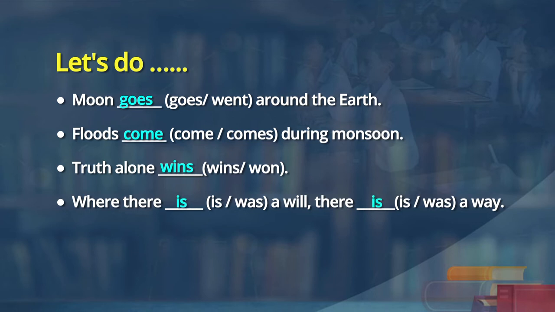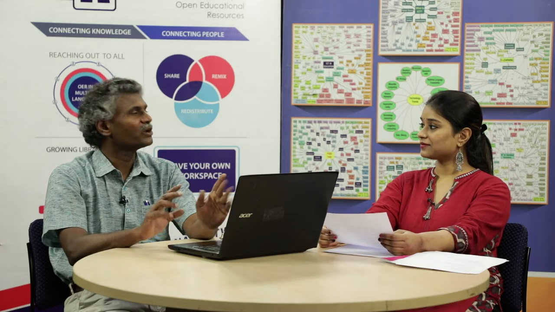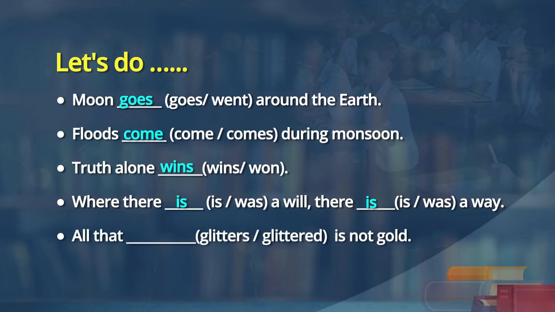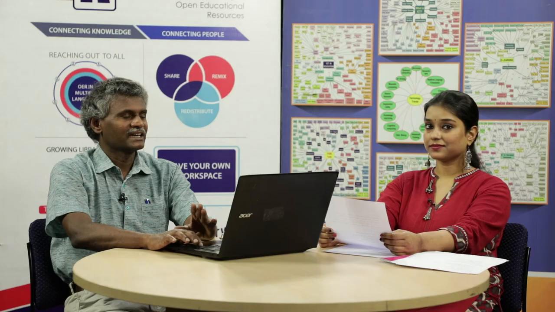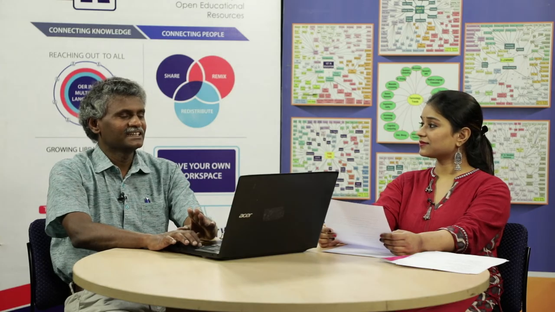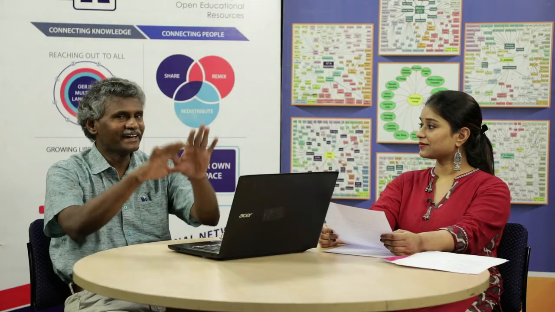Okay. Kriti, you must have noticed this is a proverb or an epithet. So, all epithets are also set in present tense. Okay. Then, all that glitters or glittered is not gold? All that glitters is not gold. Okay. This is a proverb. Now, we have seen simple present tense on many occasions.